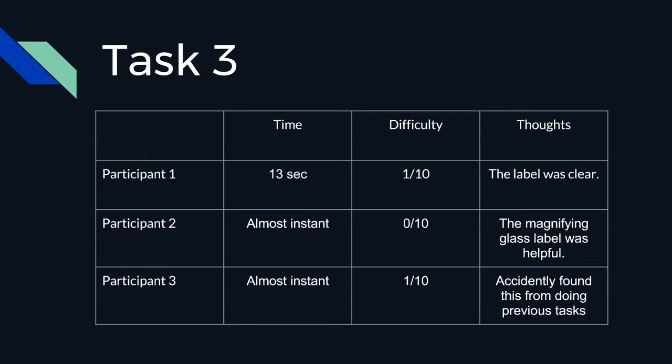For task 3, they took a short amount of time, and the difficulty was rated 1 out of 10 and 0 out of 10. They thought the label was clear, the magnifying glass label was helpful, and participant 3 actually accidentally found this from doing previous tests.